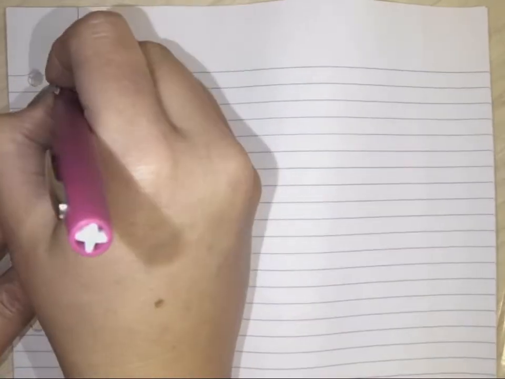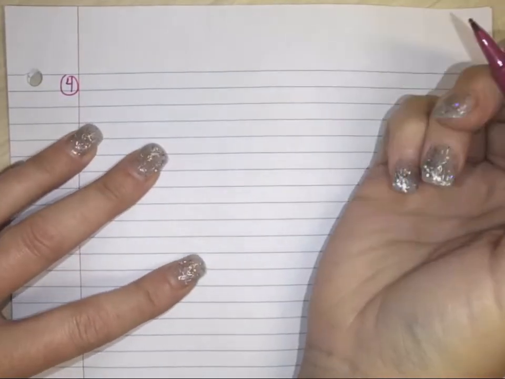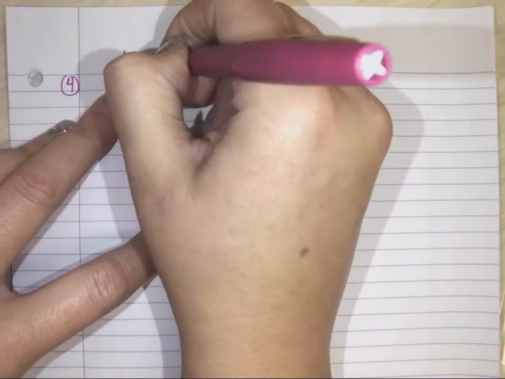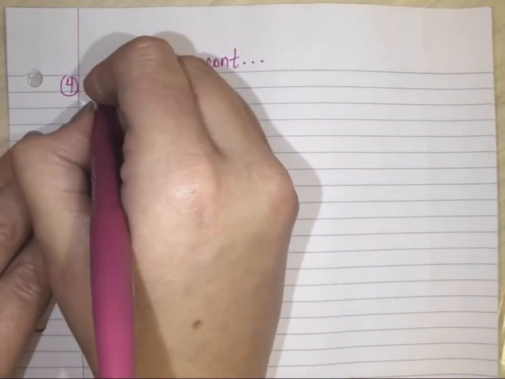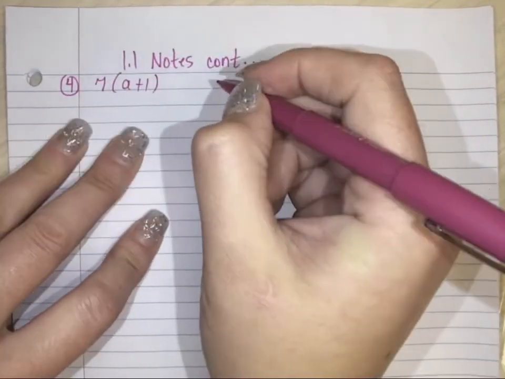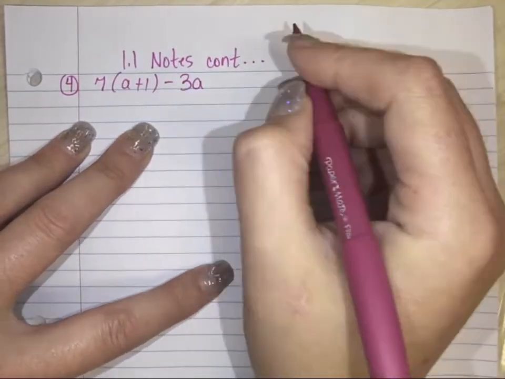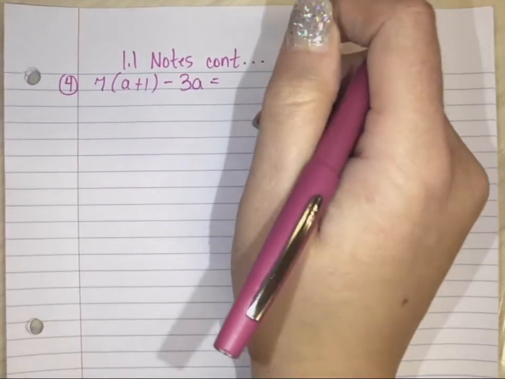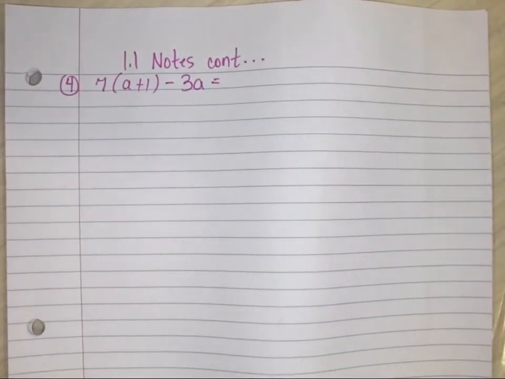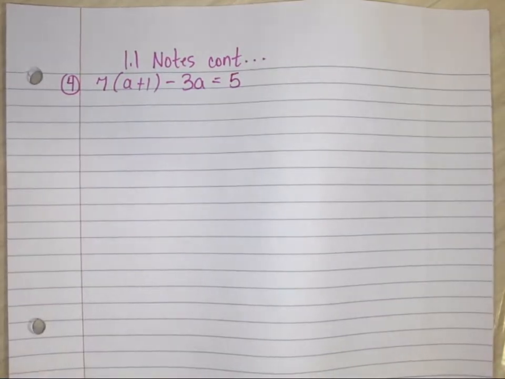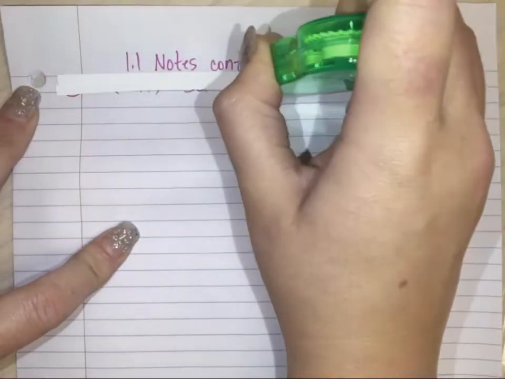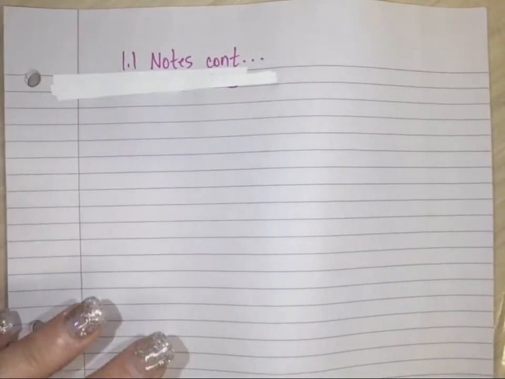All right, this will be number 4. We have 7 times a plus 1 minus 3a equals 5 plus 4 goes. Wait. I'm looking at the wrong problem. My bad. Sorry.